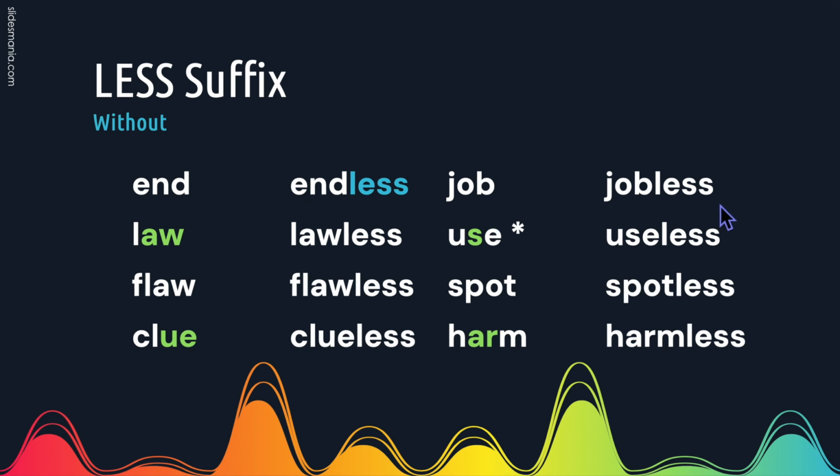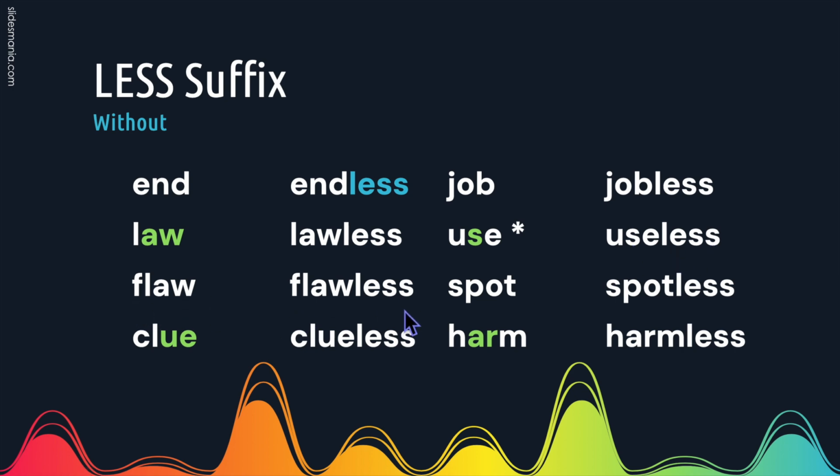Job, jobless. Somebody who is jobless doesn't have a job. AW says aw, so law, lawless. Lawless would mean without a law. This word could be pronounced two different ways. Using the Z sound, it is the verb use. Here we want the noun, use. So here is use, useless. Something that is useless has no use.